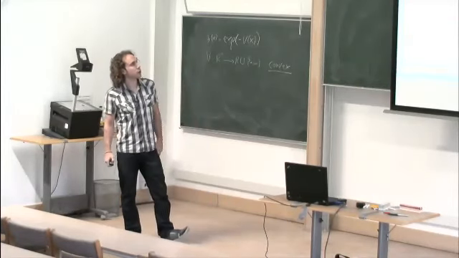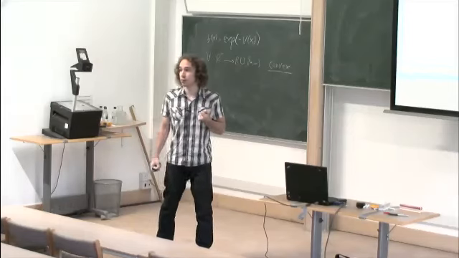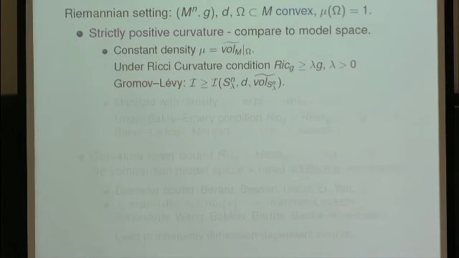So here are some classical results in the case that some type of curvature is strictly positive. The classical first breakthrough result was due to Gromov in 1980, the so-called Gromov-Levy isoperimetric inequality.